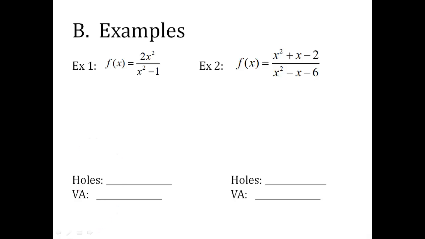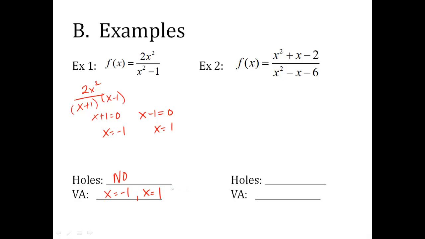So here's some examples. Let's solve for holes and vertical asymptotes. The first thing, remember, is to factor completely. So x squared minus 1 is x plus 1 times x minus 1. There are no common factors here I can cancel, so I just say no for holes. There's no holes. Vertical asymptotes: I set whatever is in the denominator equal to 0 and solve it for x. It's very much like domain. So x is negative 1, x is positive 1. So these are my vertical asymptotes.